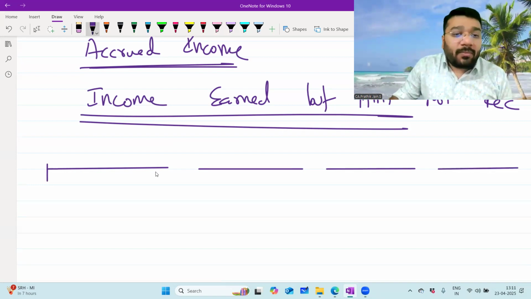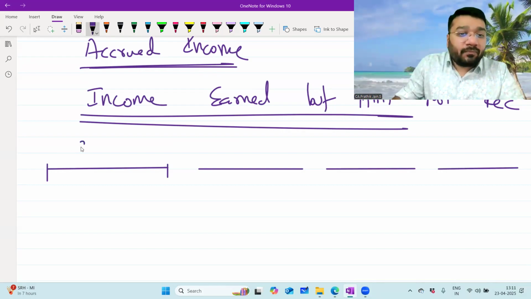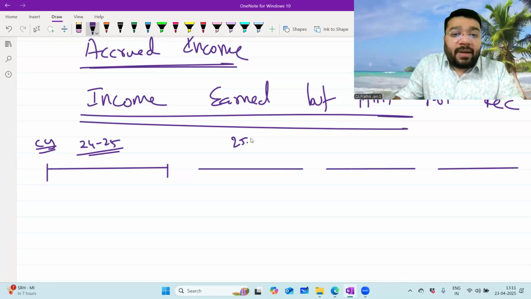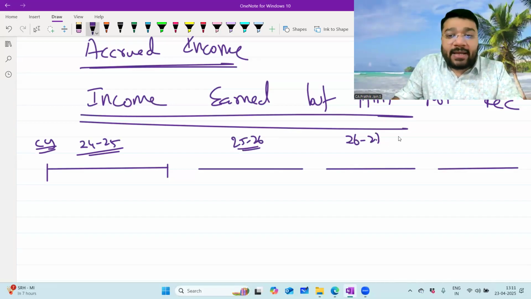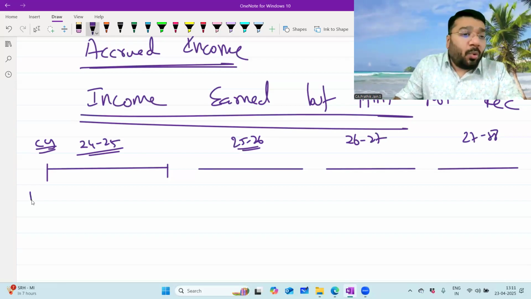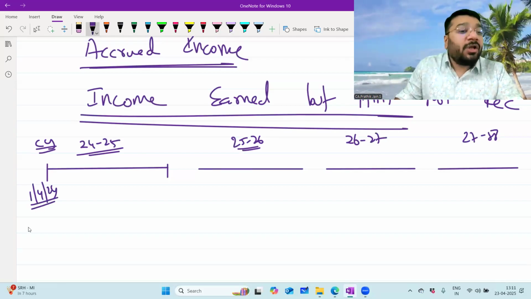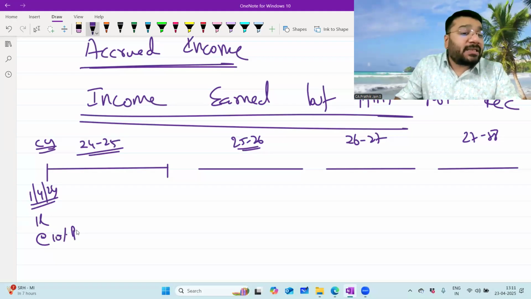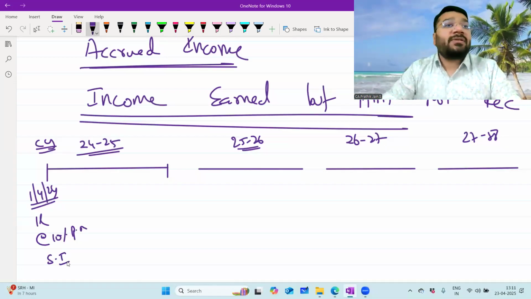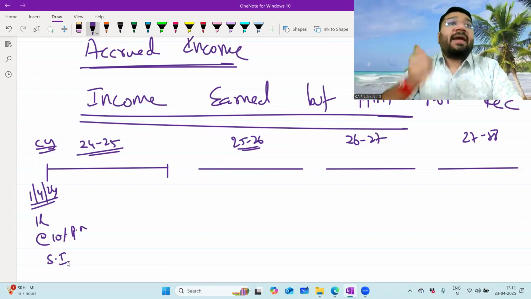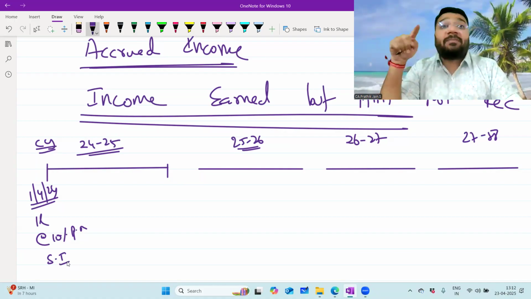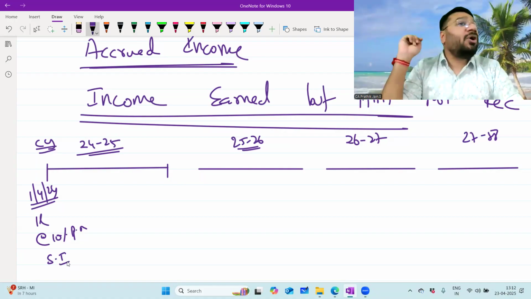Now, this is financial year 24-25. Let's say this is the current year, 24-25, then 25-26, 26-27, 27-28. On 1-4-24 you have put a fixed deposit of 1 lakh at the rate of 10% interest per annum, and it is simple interest. Do you understand what simple interest is? If I get interest only on principal every time, it is simple interest. But if I get interest on principal plus interest, cumulative interest, it is called compound interest.